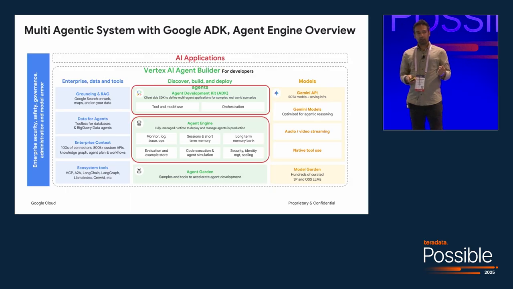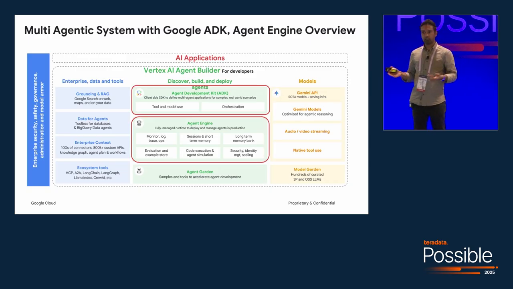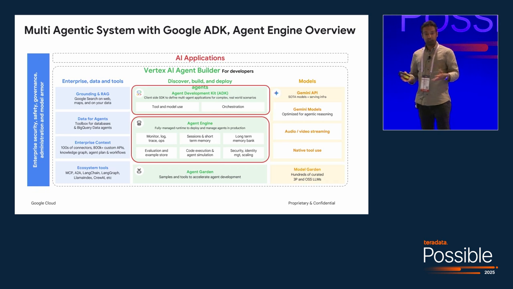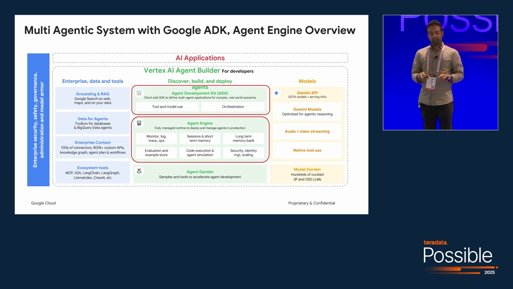Here, the red boxes you're seeing on the screen: the top red box is the Agent Development Kit, which is a framework, just like LangChain, LangGraph, or any other framework such as CrewAI, if you are building with those. We have used this particular framework to build a multi-agent system today. And the second, the bottom red box, is the runtime environment.